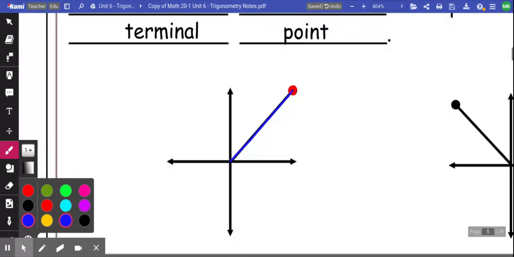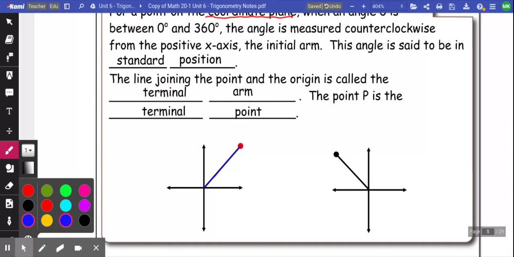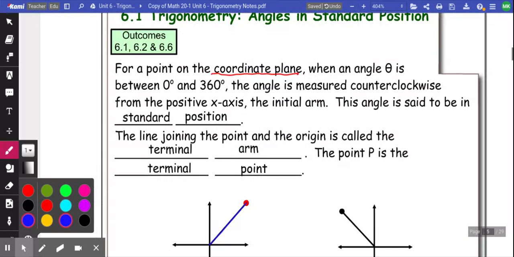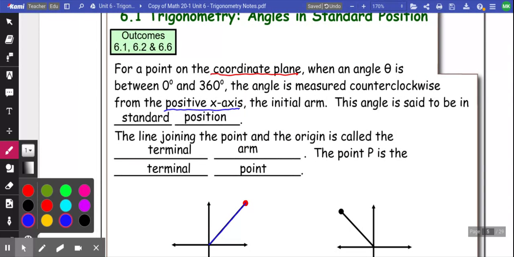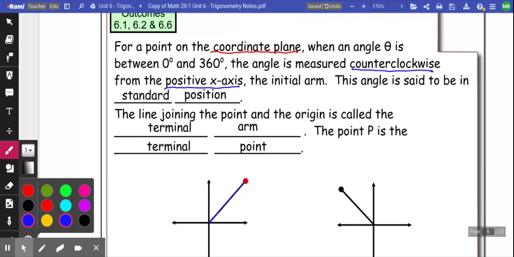What they're saying is that when you measure angles, you should start from the positive x-axis and go counterclockwise. So starting here, this is the positive x-axis, and going counterclockwise is that way. We call that theta, which is the standard position. Awesome. The second little part, the line joining the point and the origin is called the terminal arm. The point is called the terminal point.